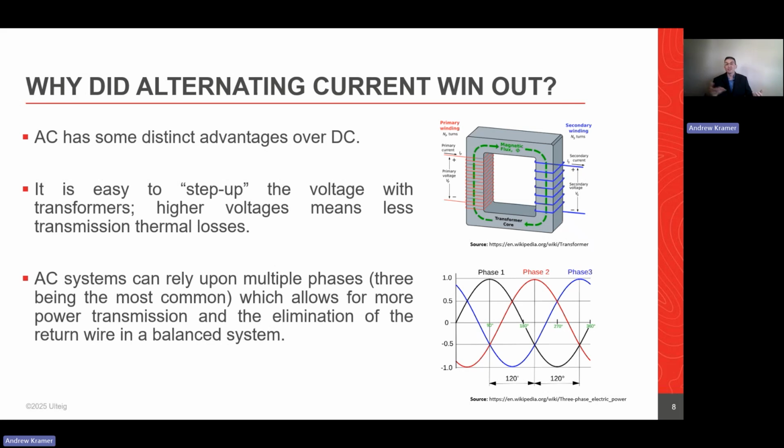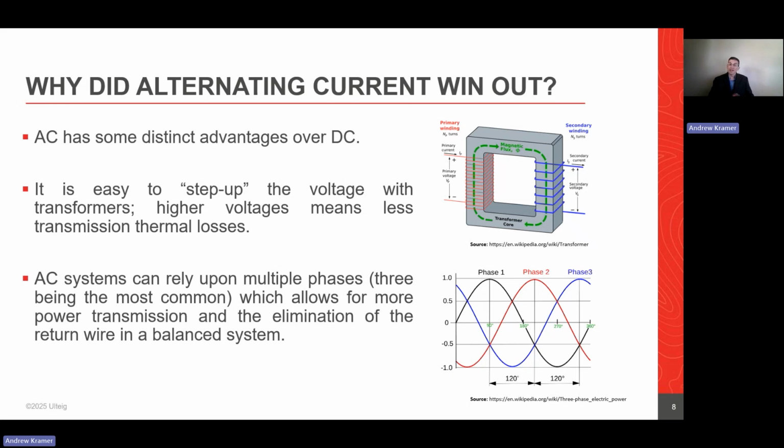But let's talk about specifically why. What are the advantages of AC? We've talked a little bit about this last time, and I just want to reinforce it before we start talking about some of the nuances of it. AC has some distinct advantages over DC. It's easy to what we call step up with transformers, so it's very easy to increase voltage. And as we learned last time, a higher voltage typically means less thermal losses relative to higher current. That was those V squared over R versus I squared times R.